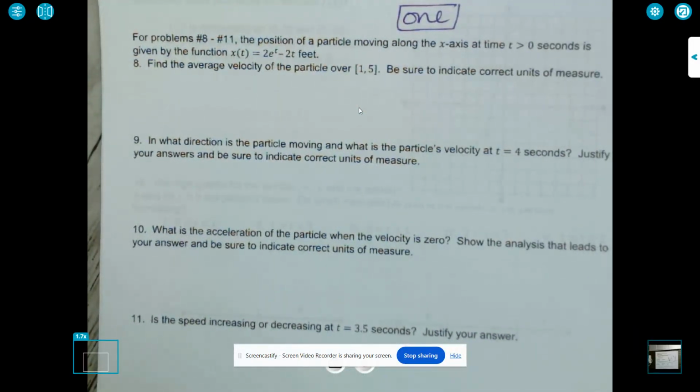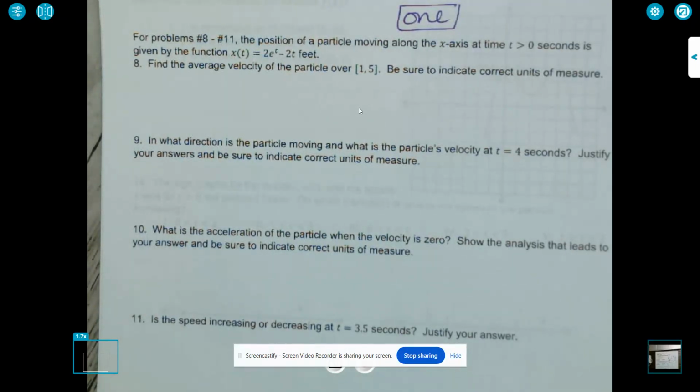All right, so just to put in reference, calculator active problems numbers 1 through 7 would be multiple choice. 8 through 11 is where our free response comes in. Okay, the position of a particle moving along the x-axis at time t greater than 0 seconds is given by the function x of t equals 2e to the t minus 2t feet. Find the average velocity of the particle over the interval 1 to 5 and be sure to indicate correct units of measure.